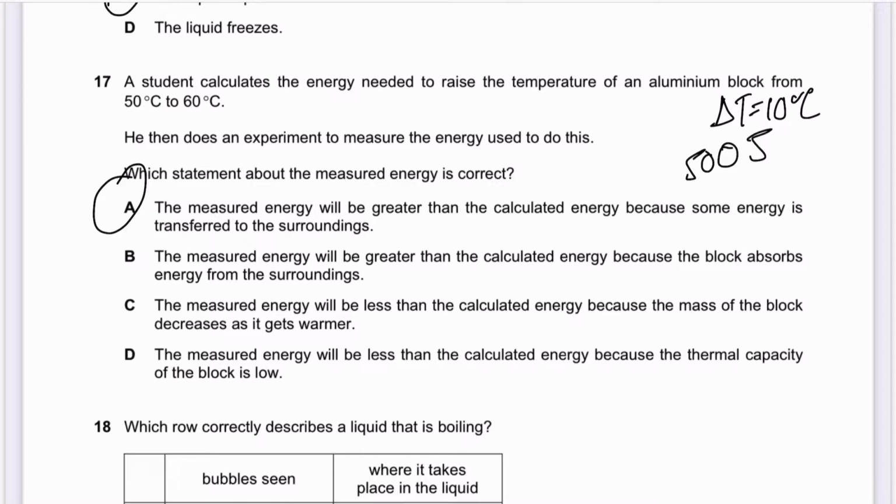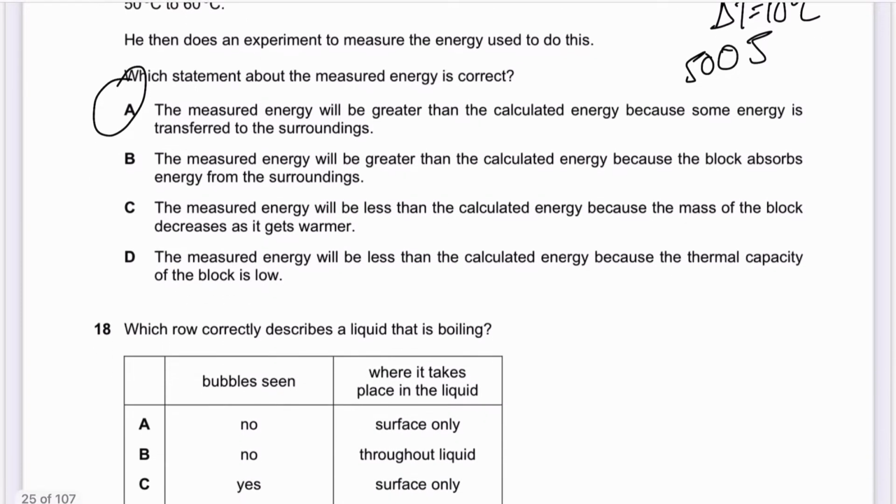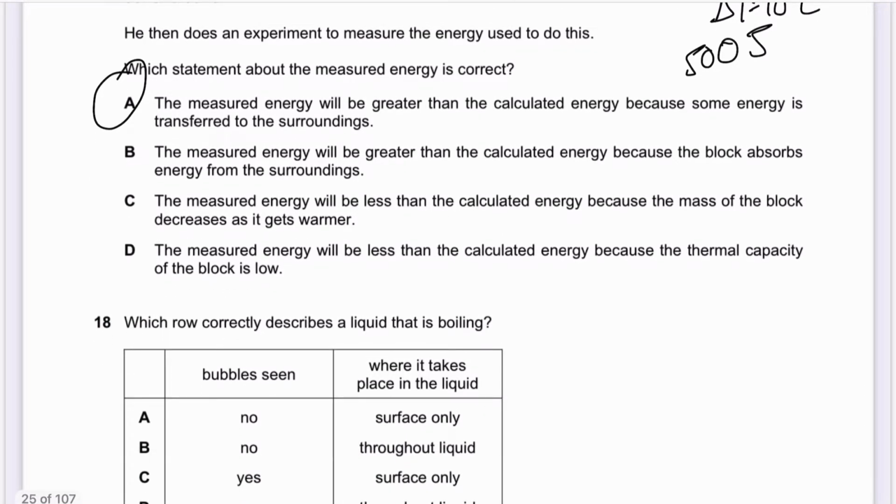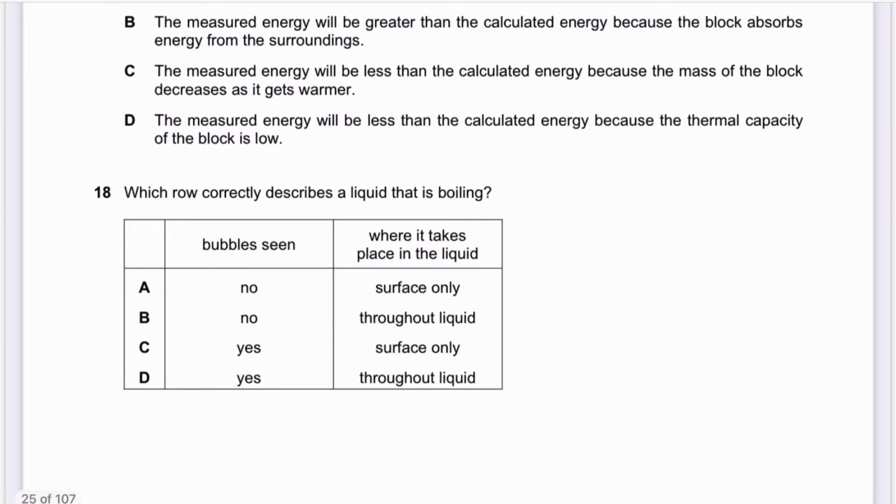However, let's just say that the source of energy and the aluminum block are really, really close. Yet the aluminum block has a temperature higher than the surroundings, so energy will move out. So the answer for number 17 is A. 18. Which row correctly describes a liquid that is boiling?